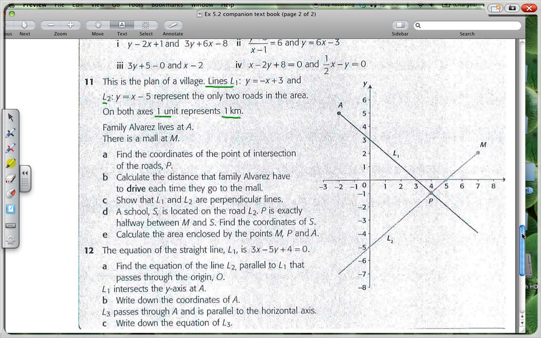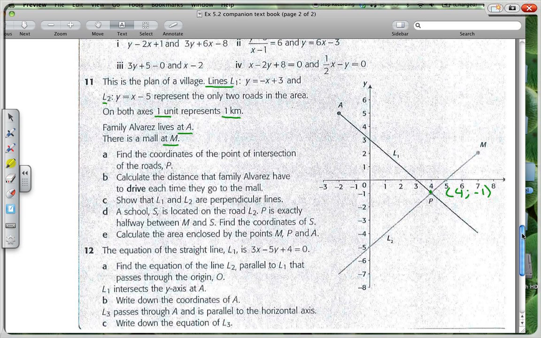Family Alvarez live at A and there is a mall at M. Find the coordinates of the point of intersection of the road. So we want to find this point of intersection. Now we could just read it off here, I suppose. It looks like it's quite an accurate diagram, so I would think that just reading it off would be fine. 4 and minus 1 would be your coordinates of intersection.